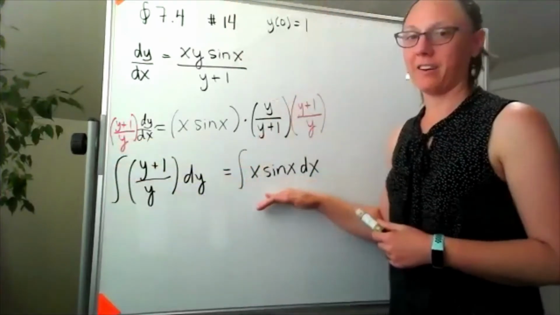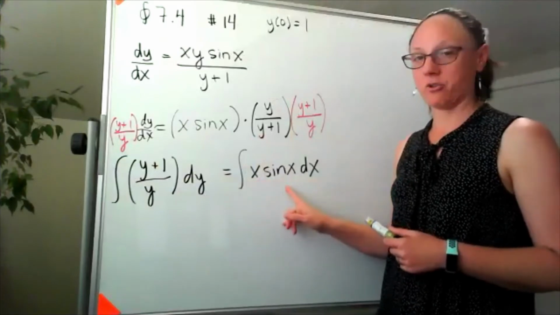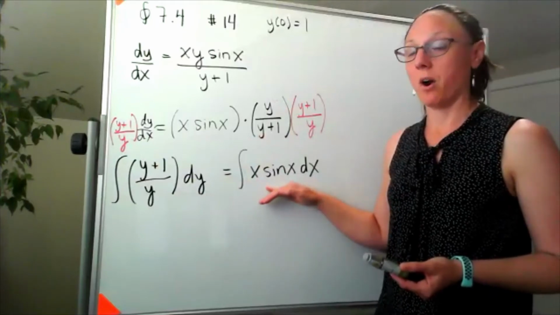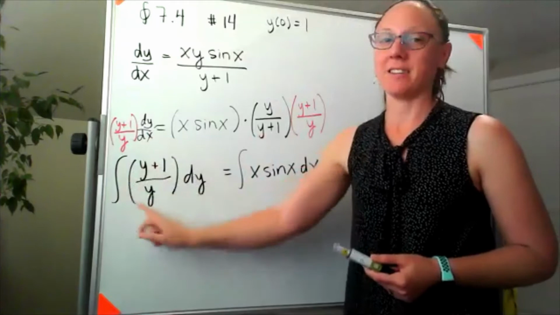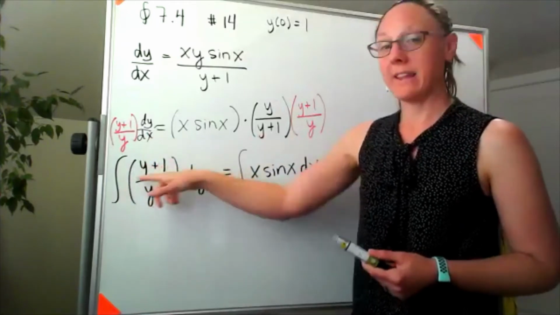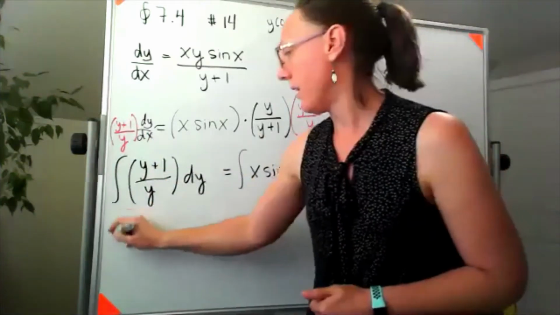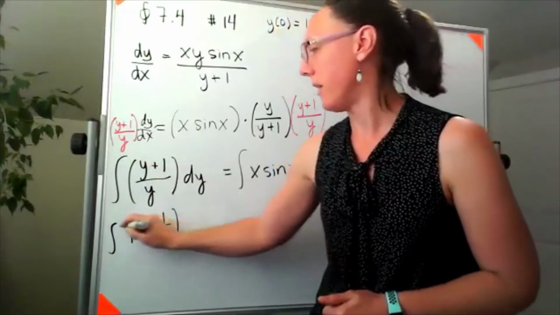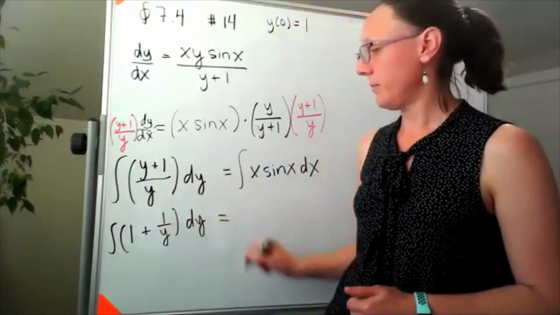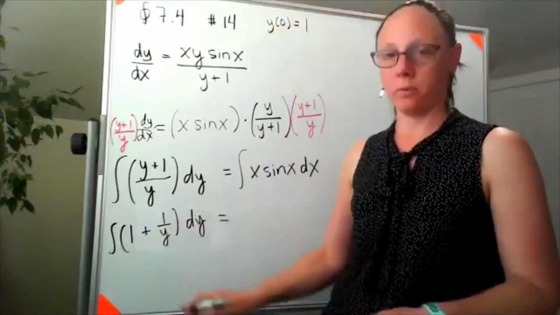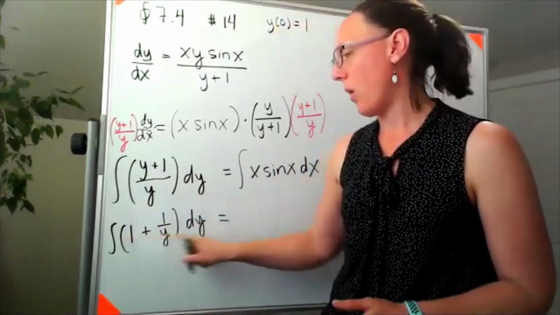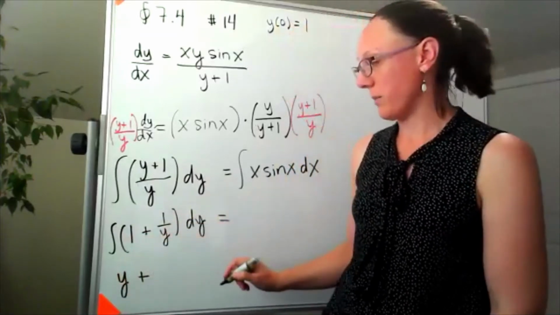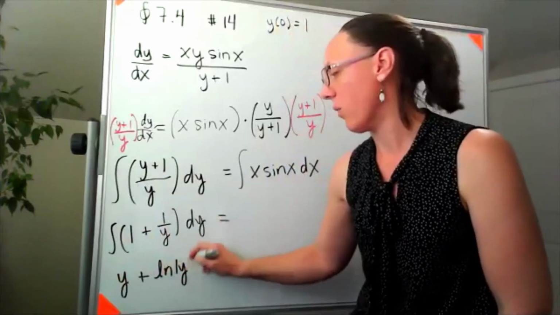This integral over here, I've got a mixture of algebra and trig. There's no u substitution that's going to help me out of that. On this side, we're definitely going to have to integrate by parts. On the left-hand side, because this is only algebra, I'm going to want to rewrite this to look like y over y plus 1 over y, or 1 plus 1 over y. This side looks pretty easy to finish off, so I'm just going to go ahead and do that. If I integrate 1 with respect to y, I'll get y. If I integrate 1 over y with respect to y, I'll get natural log of y.